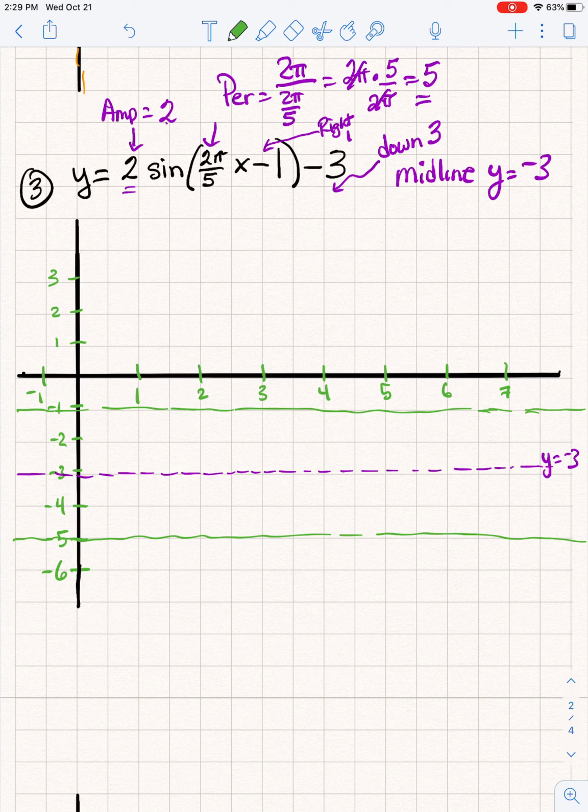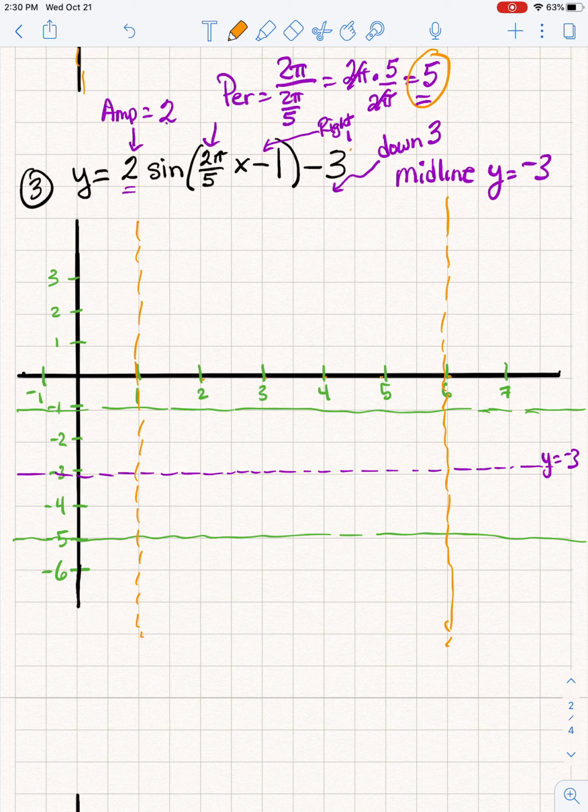All right, now, what does the period look like? Well, we have to shift to the right 1, okay? So I'm going to be over here at 1. And the length of that period is 5. So from 1, we want to go 5 to the right. So 1, 2, 3, 4, 5. That's actually going to stop us out here at 6.